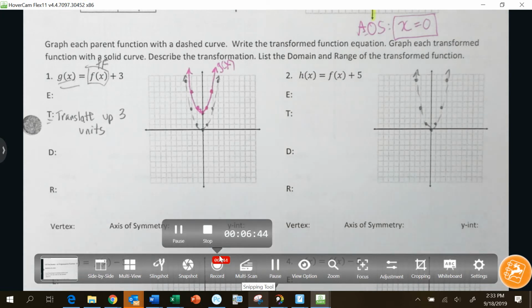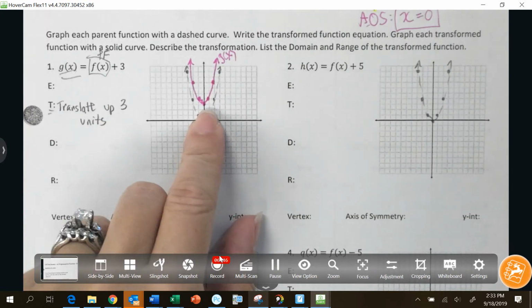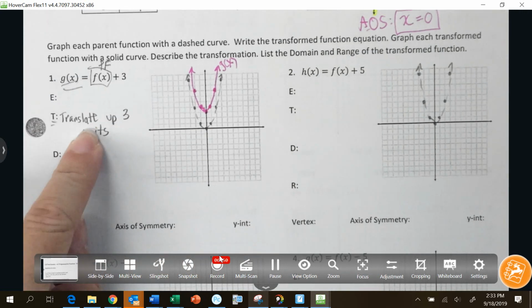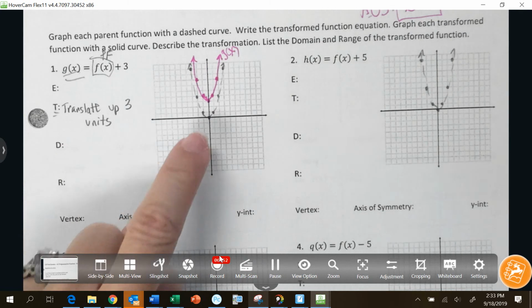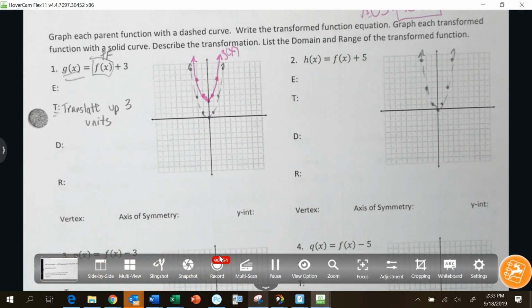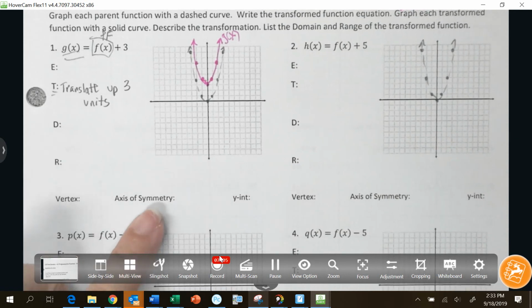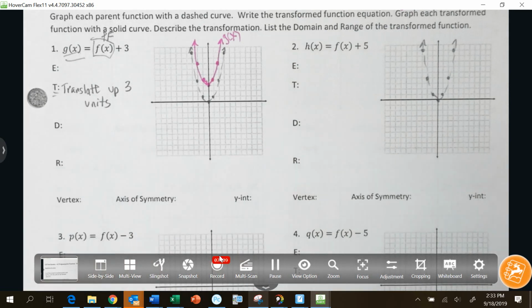All you have to do is copy all of the parent functions. You have to write your transformation, and transform it on the graph. You don't have to do the D, which is domain, and the R, which is range, if you don't want to. The E is writing the equation. The vertex I showed you how to do. Axis of symmetry I just showed you how to do. Y-intercept you should already know, but we'll just take those and do those on Friday. I don't want to overload with so much to do. Okay?